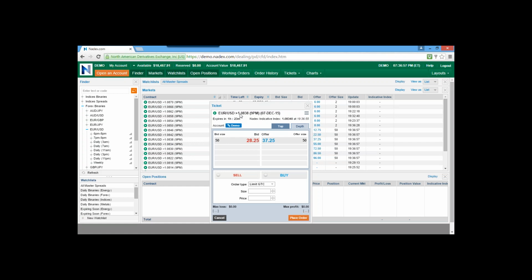Okay. And the ticks, what I mean by tick is exactly what's stated here. 1.0838. Okay, right here, 0834, like it's stated right here. What determines whether this wins or loses? The Nadex indicative, the current market price right here, the Nadex indicative.